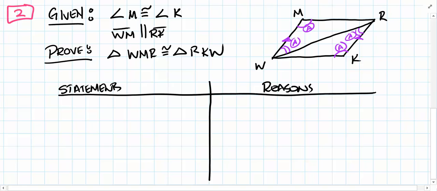So far I have angle, angle. It would be great if I could get a side somewhere. Anybody see a side anywhere? That common side. Very good, the WR. So this one right here is going to be a side.